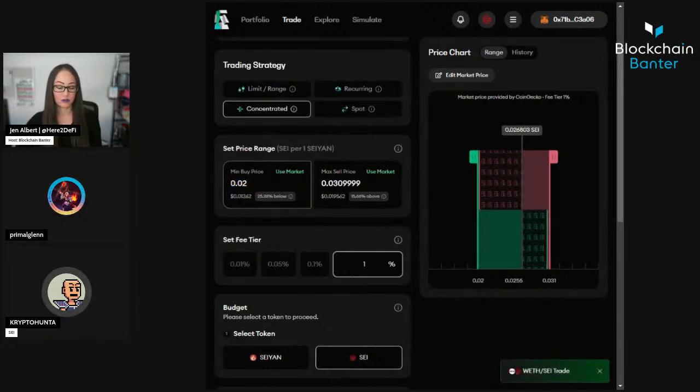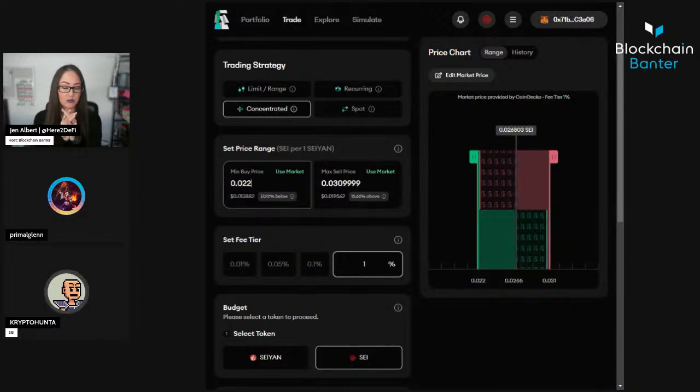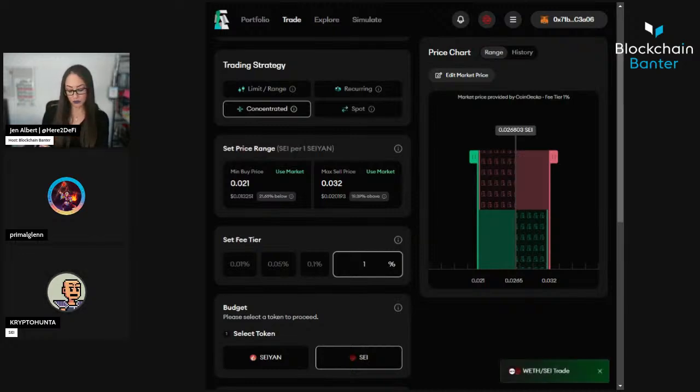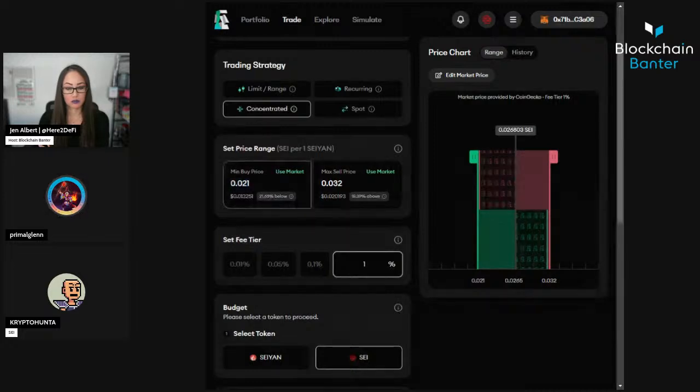So basically, sorry, just chipping in there, that means that you're trying to provide liquidity between current price, and even if price goes as high as 20% above the current price, or it goes like 16% below. Is that correct? Yeah, you are. I'm providing liquidity between 0.021, which is over here on the left, all the way up to 0.032, all the way here on the right.